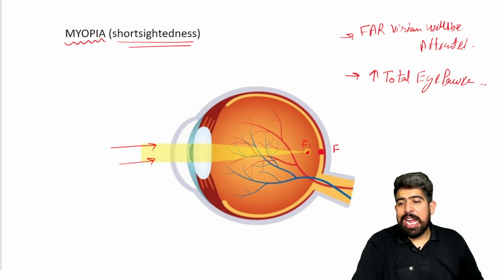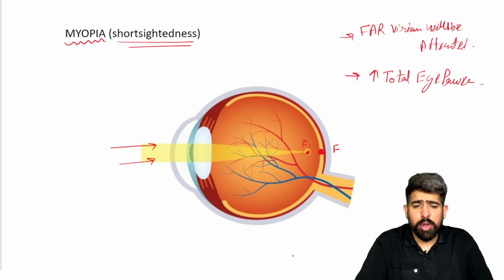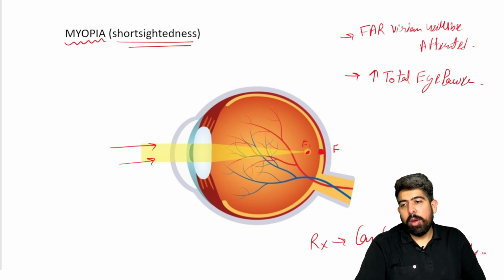Okay, the total eye power is getting increased. If I'm talking about the myopia treatment, in the myopia treatment we will use concave lenses, which are your minus lenses, and in spherical form also. Okay, used in a spherical form only, right?